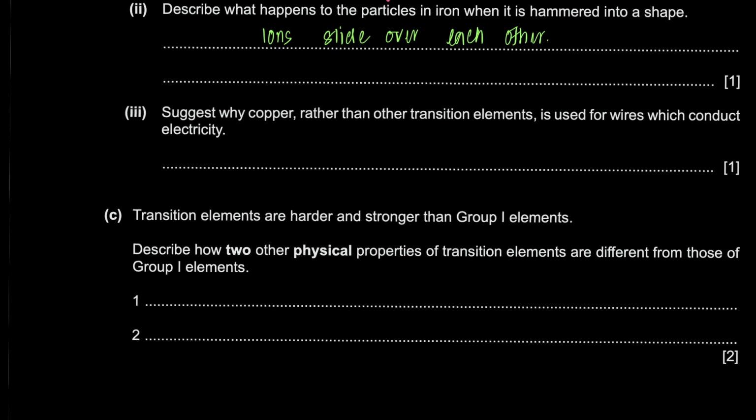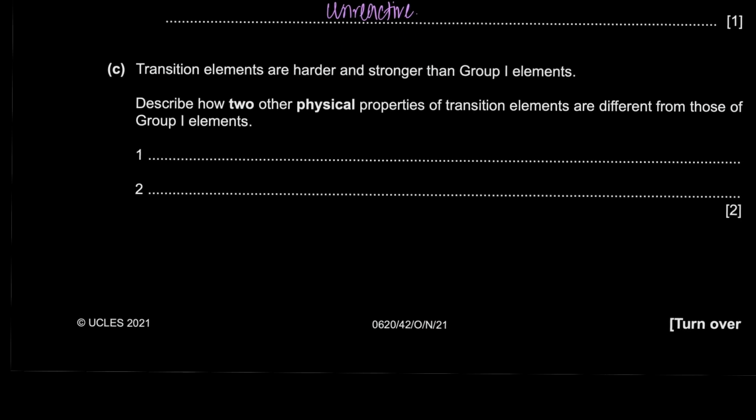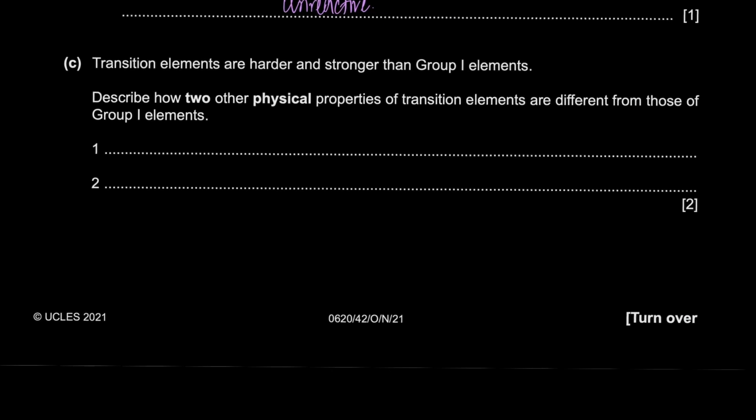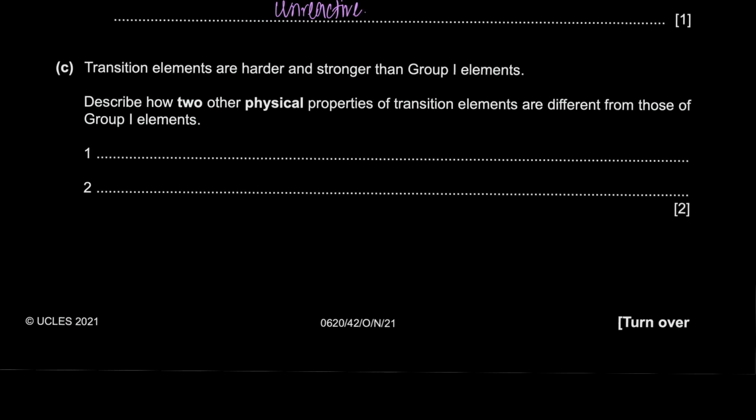Just why copper rather than other transition elements is used for wires which conduct electricity? Because it is unreactive. All right, transition elements are harder and stronger. I know that.